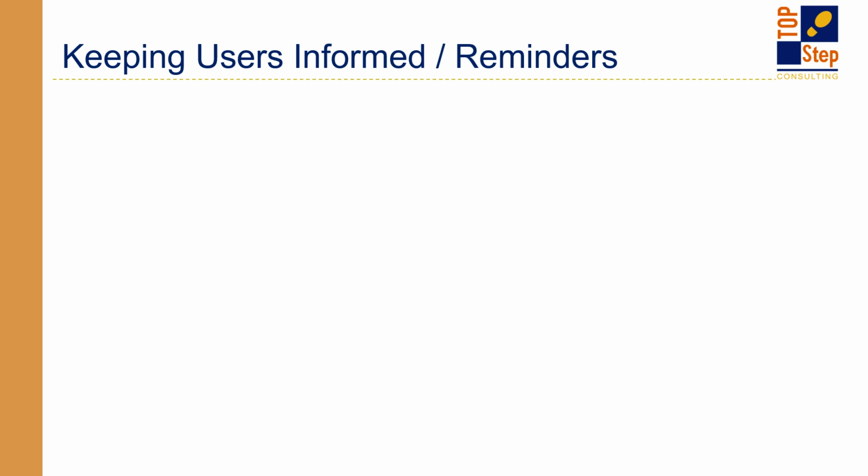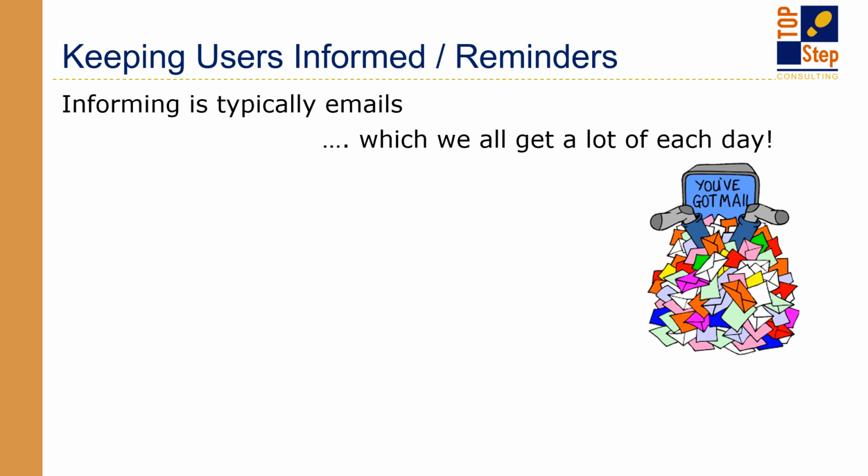So what are some ways to keep users informed? So let's be honest. Informing is typically through emails, which we get a lot every day. I know people who get 1,000 new emails a day. How can you ever get through that? Let's be honest, that's just 1,000 in their inbox. They have like 2,000 in their spam folder. I can't believe that. That's just ridiculous. But it's for their day-to-day work, and that's one thing that they've got to live with.